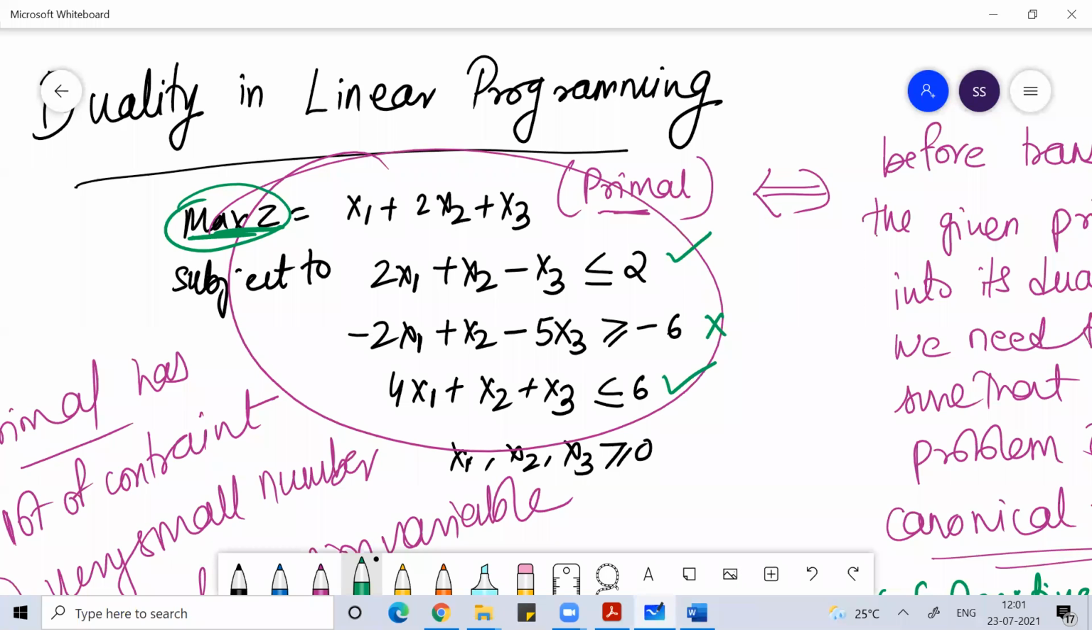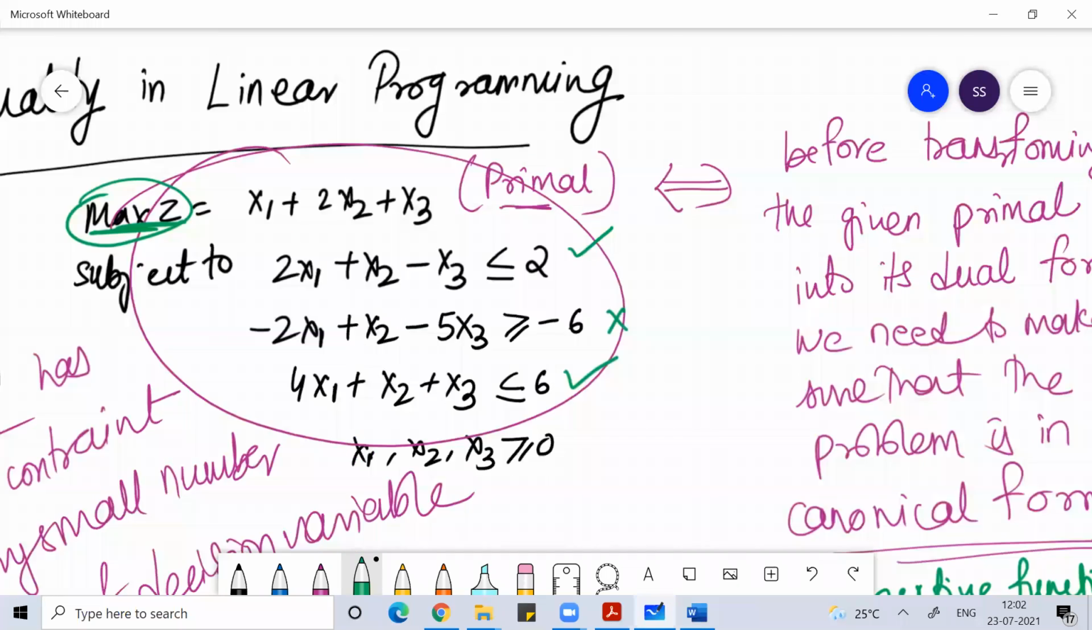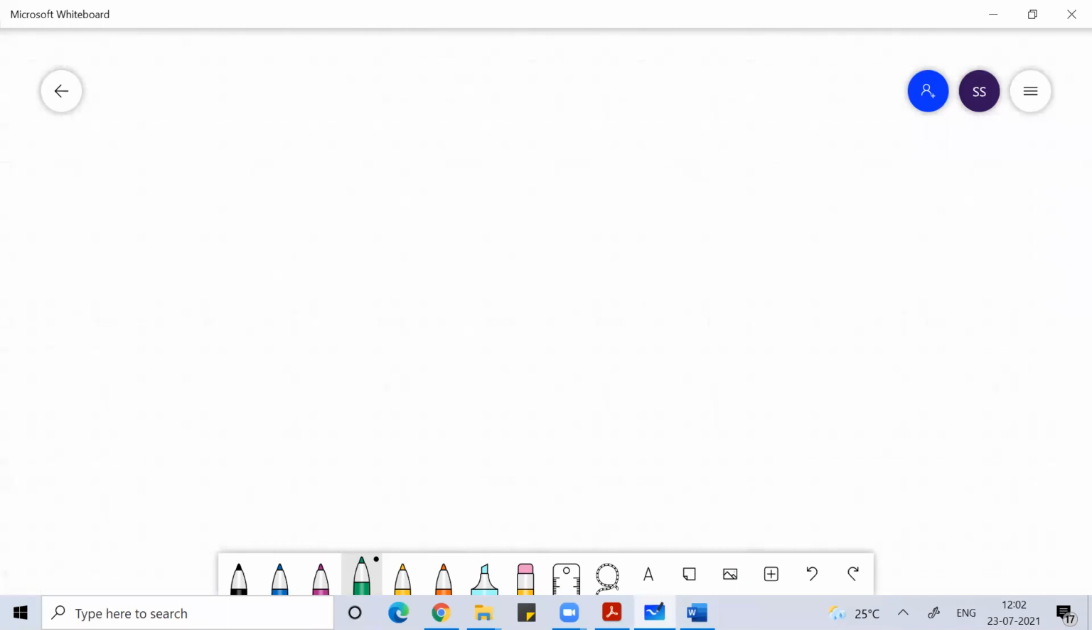So I hope you understood this. Here, if your problem is given like this, maximize z equal to 3x1 minus x2 plus x3. This is your objective function.